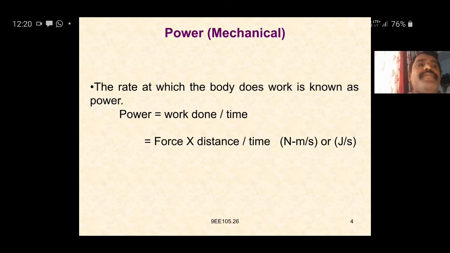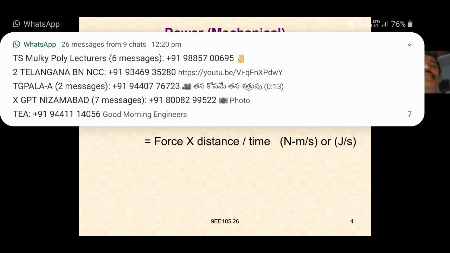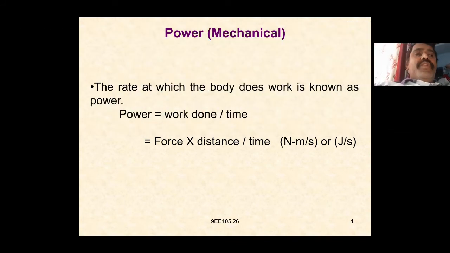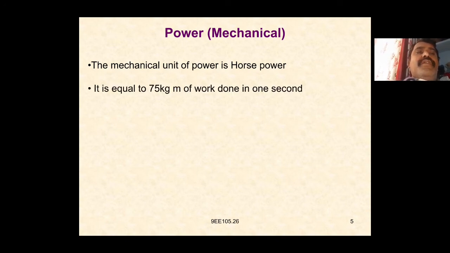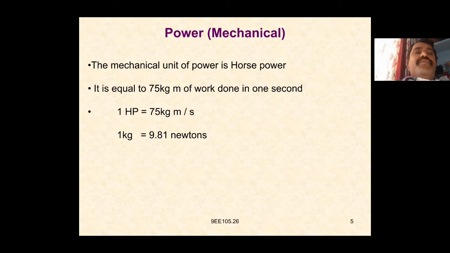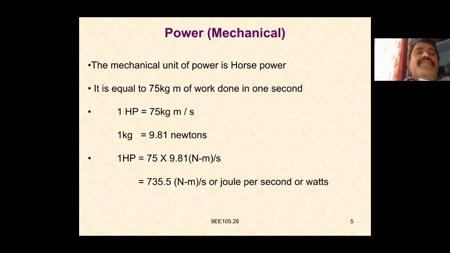That is Newton meter per second, or joules per second. The mechanical unit of power is horsepower, which is equal to 75 kg meters of work done in 1 second. So 1 HP is equal to 75 kg meter per second. 1 kg is equal to 9.81 newtons. So 1 HP is equal to 75 into 9.81 Newton meter per second, which is equal to 735.5 Newton meter per second, or joules per second, or watts.